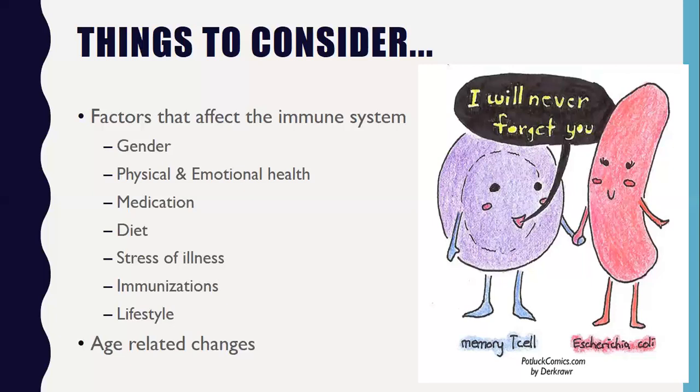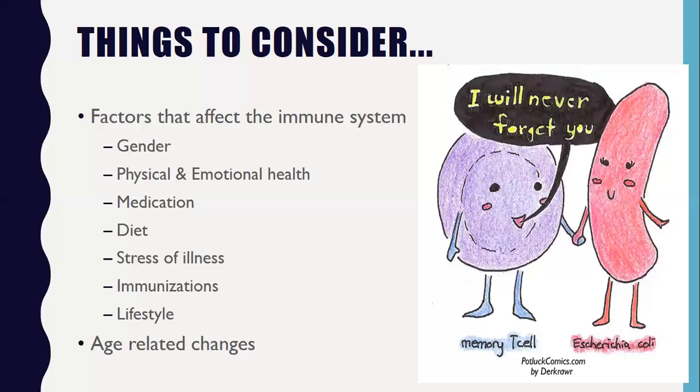And then some lifestyle choices like smoking, alcohol, sexually transmitted illnesses, different exposures to things in occupation or at home, toxins and things can impact your body's ability to fight off illnesses and have healthy immunity.